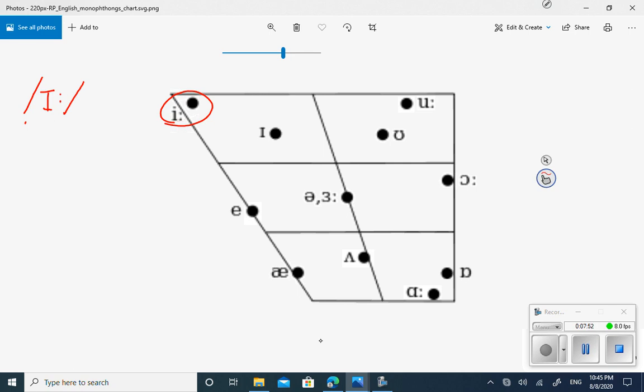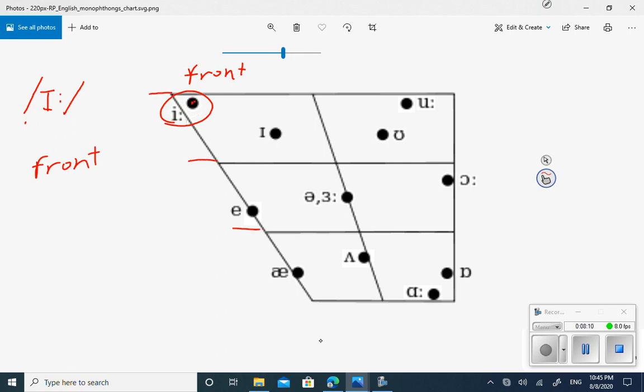The lips are unrounded. How can we describe this vowel? Which part of the tongue is active? It is the front, because it is here. So it is the front part. This is the name of the vowel: front.